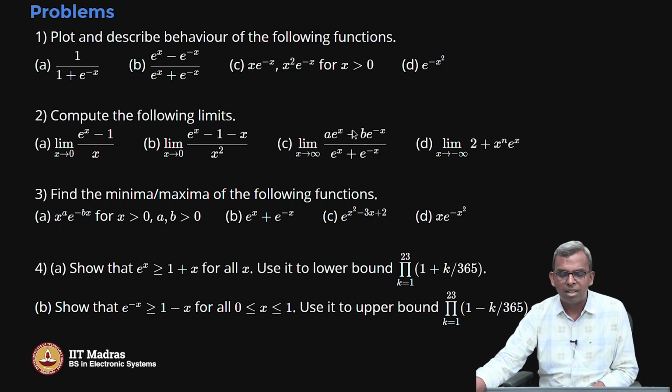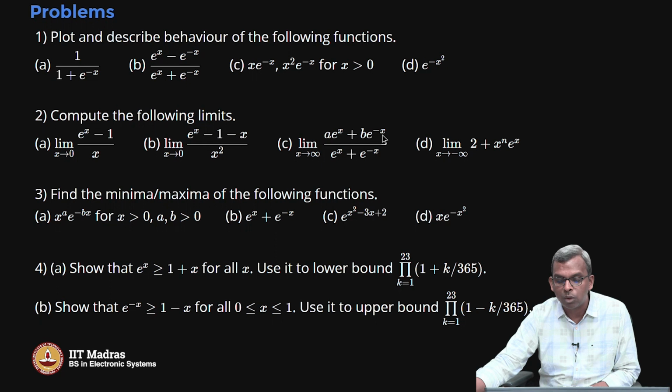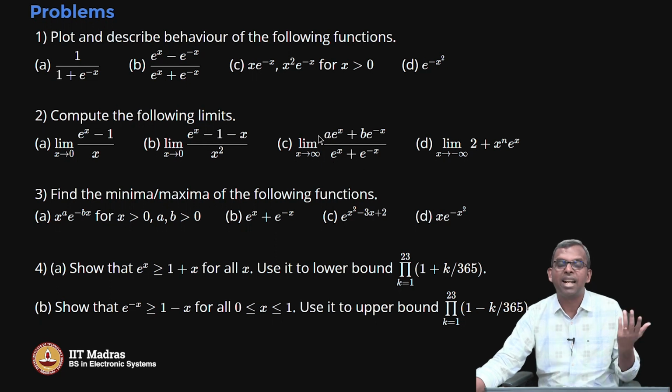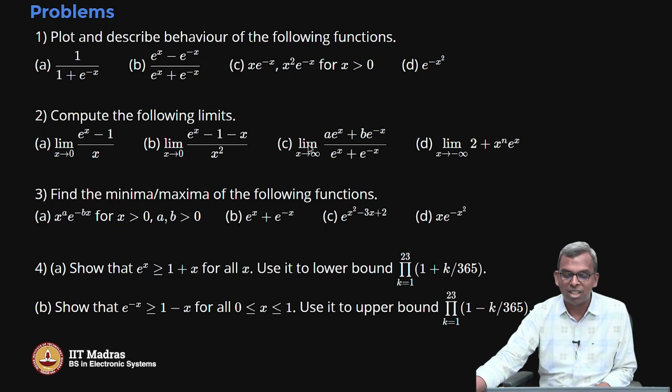Let's come here. This is sort of like the tan hyperbolic function, right? (a e^x + b e^-x)/(e^x + e^-x). Not really tan hyperbolic, but sort of like that. Now as x tends to infinity, what will happen? e^-x will go to 0 and e^x will cancel, and you'll simply get a. So this is a function which goes to a as x tends to infinity.